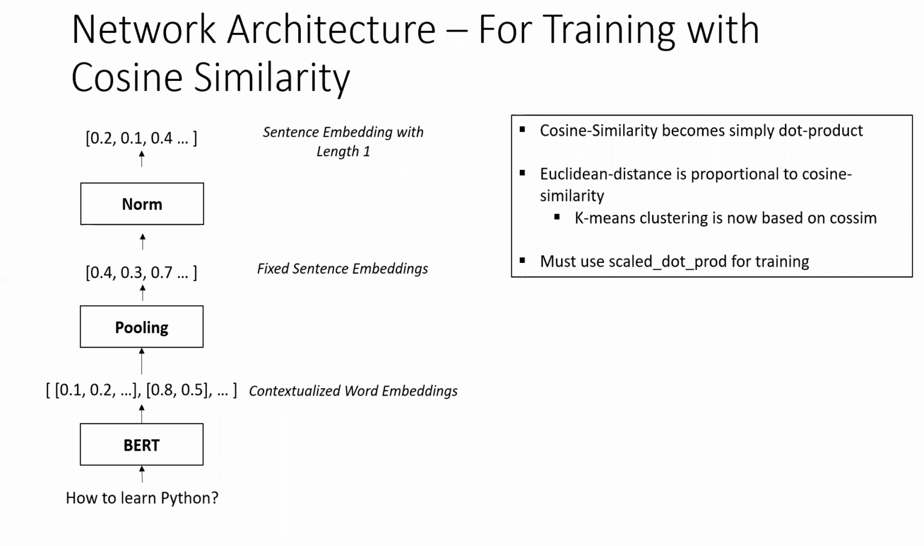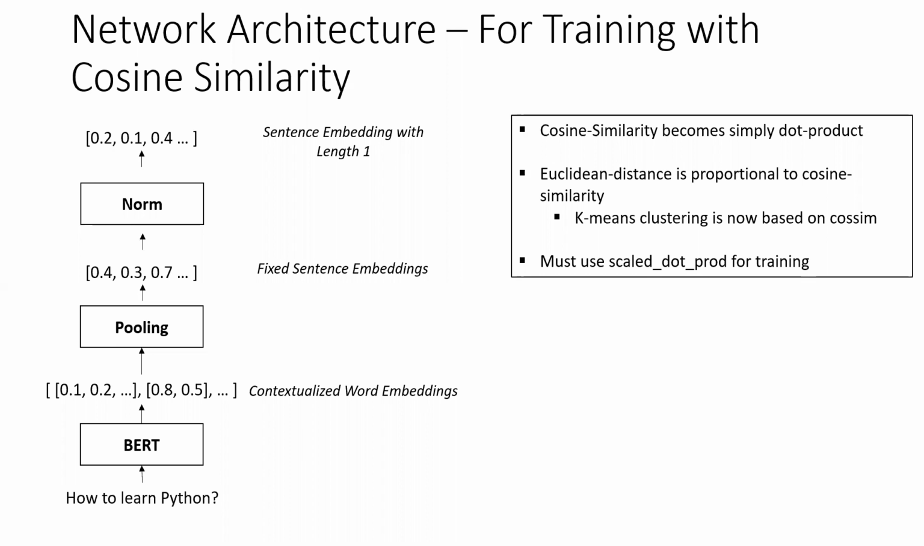A nice thing, if you have a network structure which outputs sentence embeddings of unit length, of length 1, is that the Euclidean distance is proportional to cosine similarity. So for example, if someone wants to use your sentence embedding for clustering using k-means, k-means uses Euclidean distance, and Euclidean distance would not work well if your embeddings are not normalized. And by normalization, Euclidean distance is proportional to cosine similarity. So k-means will be using cosine similarity.